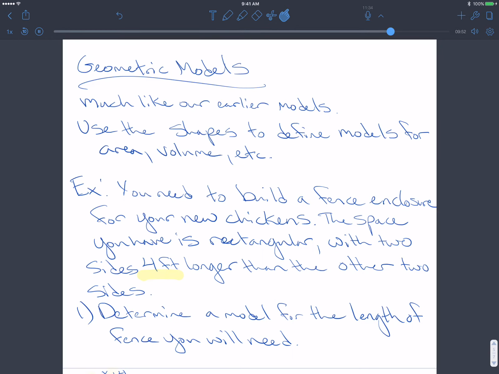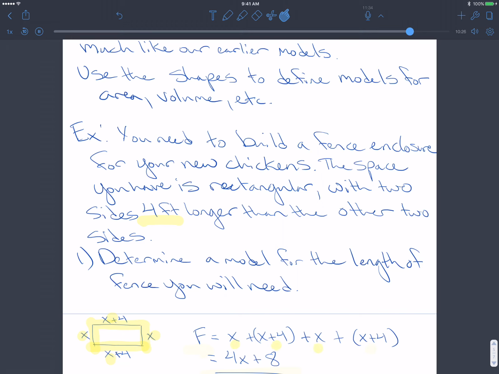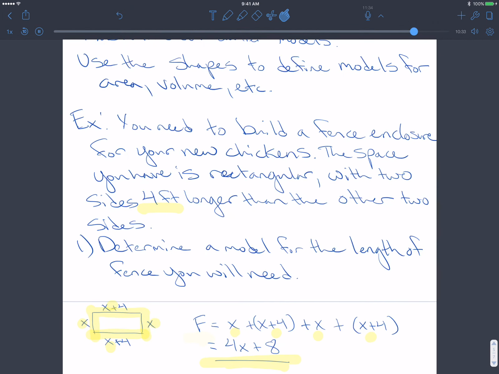So I naturally am going to define one thing as x, either the shorter side or the longer side. Naturally, we tend to go with the shorter side being x because it's easier to add than it is to subtract in terms of simplifying for your computations. There are usually fewer errors that way. So for perimeter, I want to add all of my sides. If I add all 4 sides, then I have x plus 4 plus x plus x plus 4. If I simplify this down, I'll have 4x plus 8 as the model for the length of fence needed.